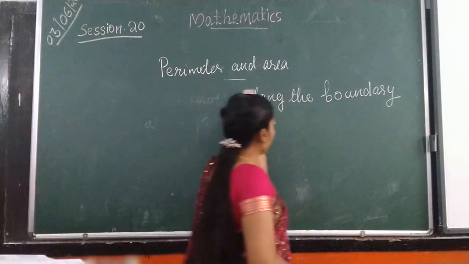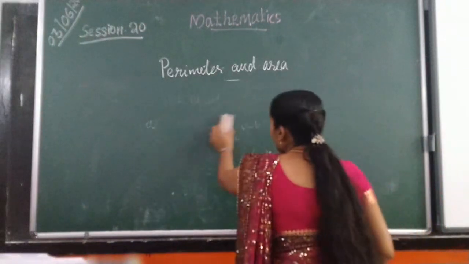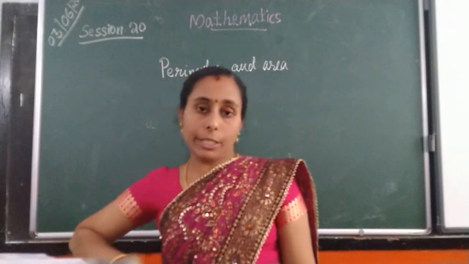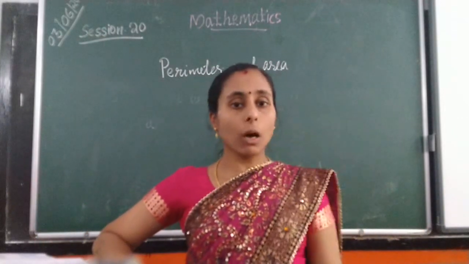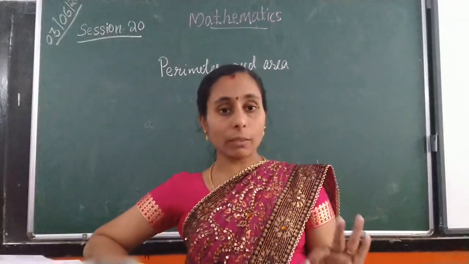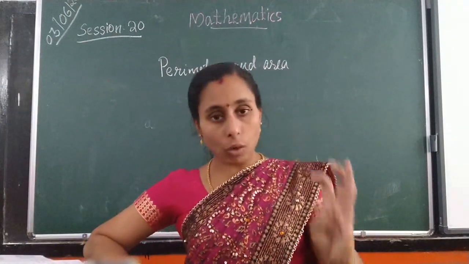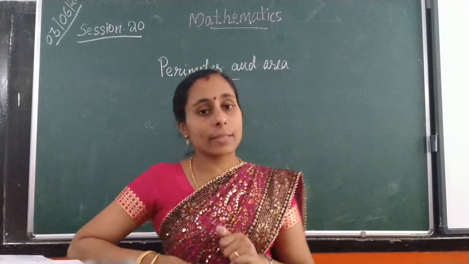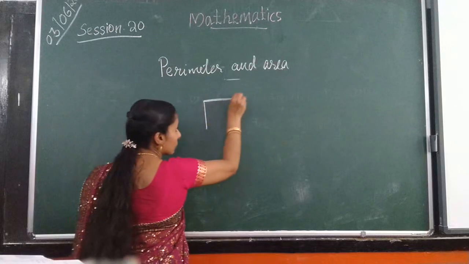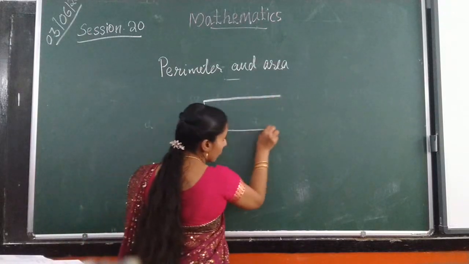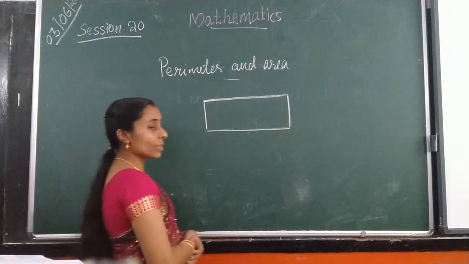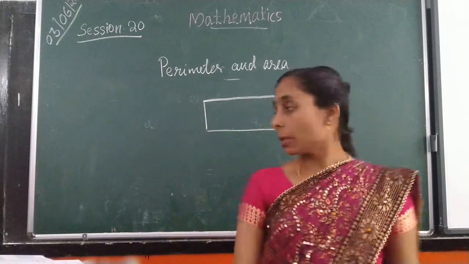Okay, next, the first example of a polygon is the rectangle. What are the features of a rectangle? Two opposite sides are equal and parallel, it has four corners and it has four sides. A rectangle is a four-sided polygon having four corners, and opposite sides are equal. Here, that is a rectangle.